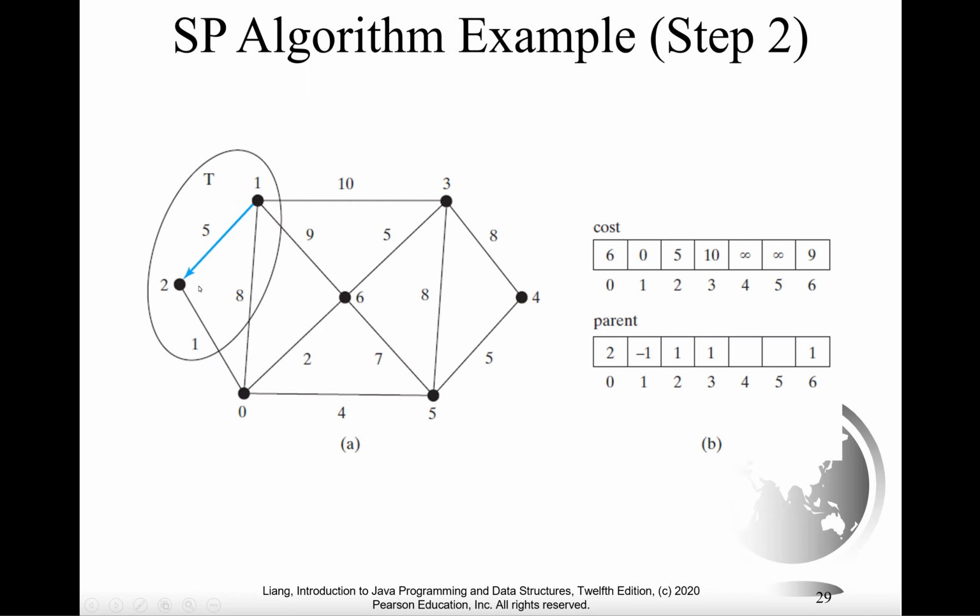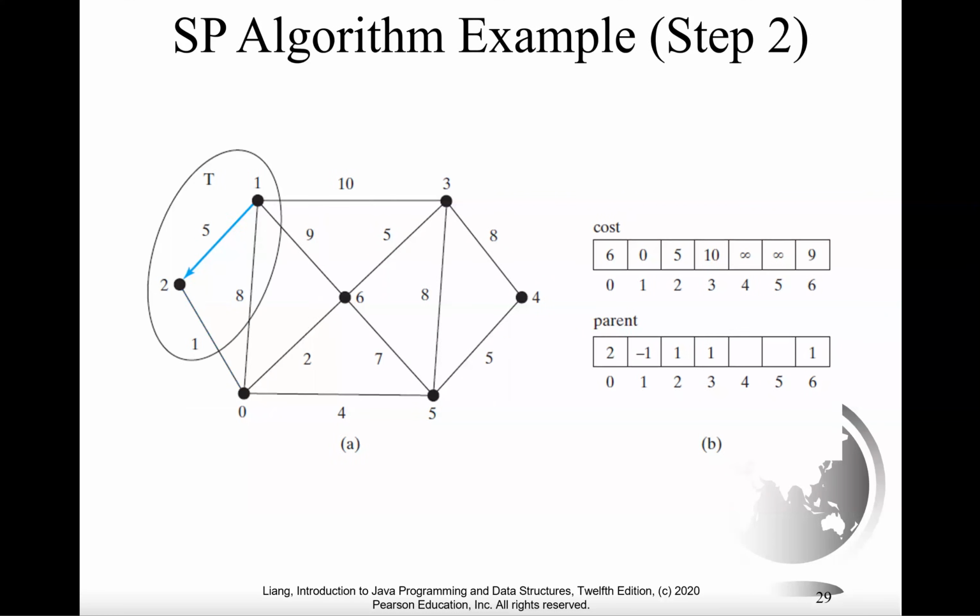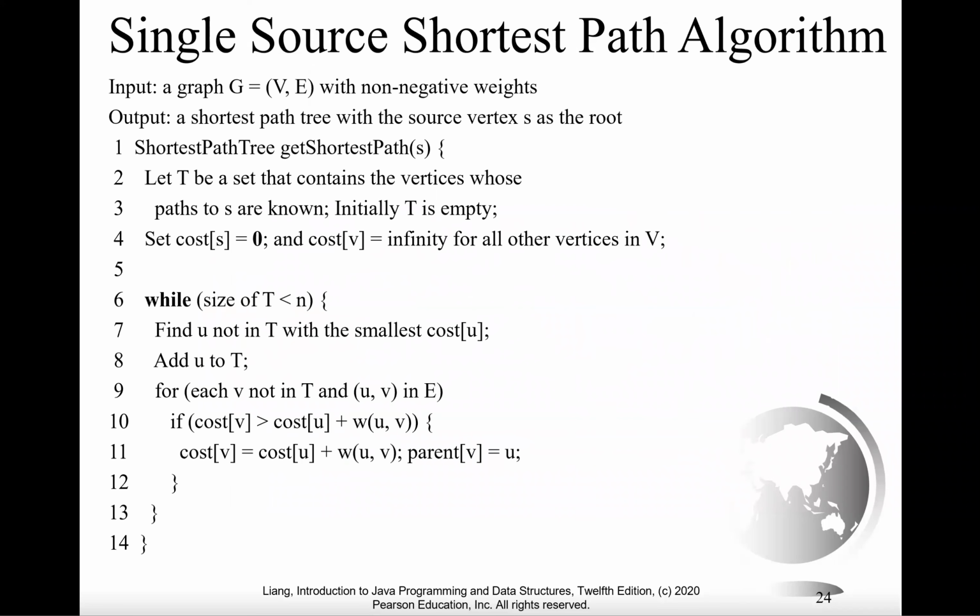All right, so after you bring 2 into T, you make this adjustment. And so now you're going to pick the smallest one not in T, so that is going to be this 0. So this is 6. All right, so this is the process. Eventually, you bring all the vertices into T, and you get the shortest path tree along the process. Let's look at the implementation of this algorithm. So this is my algorithm.